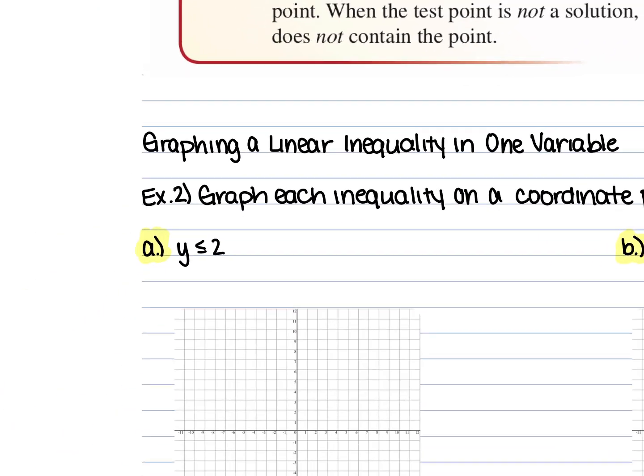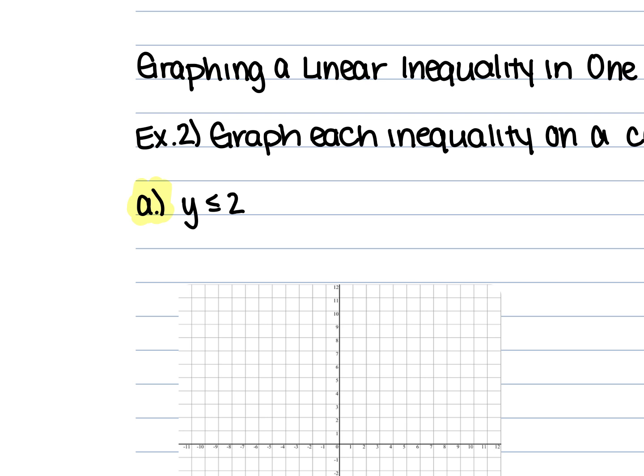So let's take a look at letter A. It's y is less than or equal to 2. We have to graph that. Step number 1. Replace your inequality symbol, which is a less than or equal to symbol, with an equal sign. So you're going to write y equals 2. Do you guys see that? I'm just replacing the less than or equal to symbol with an equal sign. Then you have to graph it.